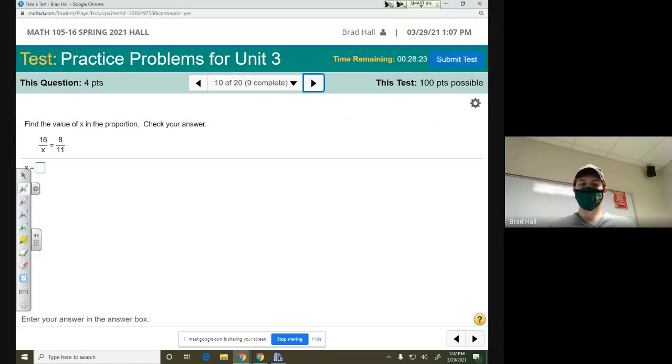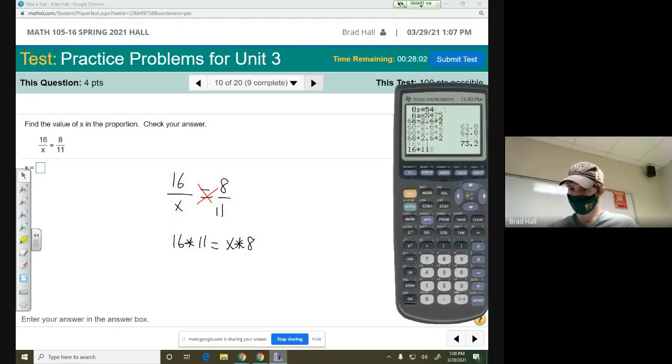Okay, so they give us a simple proportion. Let's go ahead and figure that out. There's nothing really to do here other than remember a little bit of algebra. 16 times 11 is equal to x times 8. 16 times 11 is, I don't know, some number. 176 is equal to, stylistically, I like to put the number in front of the variable. Really doesn't matter because you're just going to divide by 8 in the next step. I think this is what, 22?